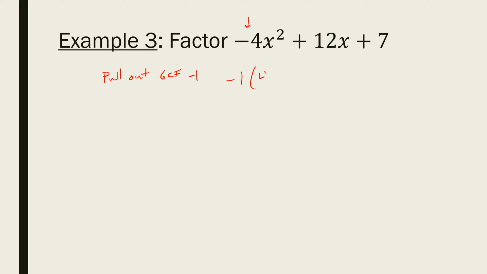Well, that leaves me with 4x squared, because when I divide this by -1, the negatives cancel. That makes this a -12x. That makes this a -7. So basically all the signs simply switch. That's the effect that dividing out a -1 has. All of the signs have switched.